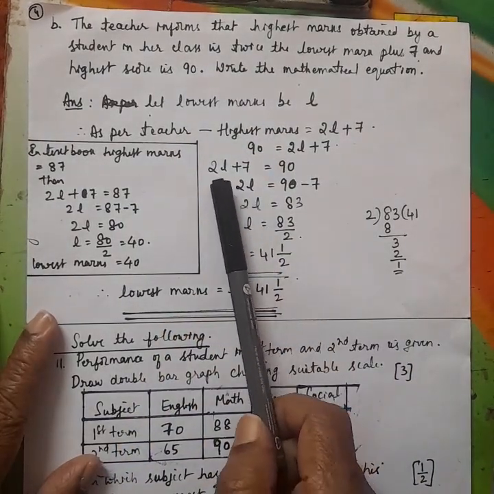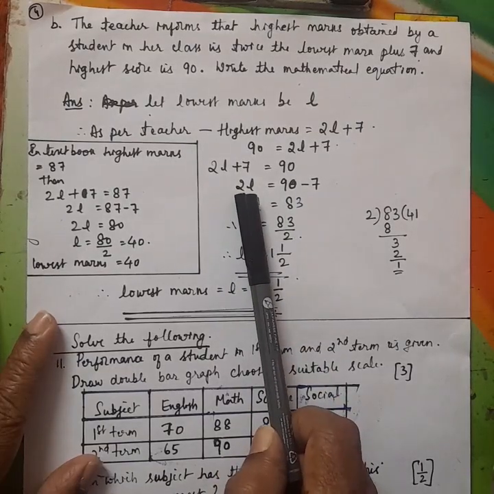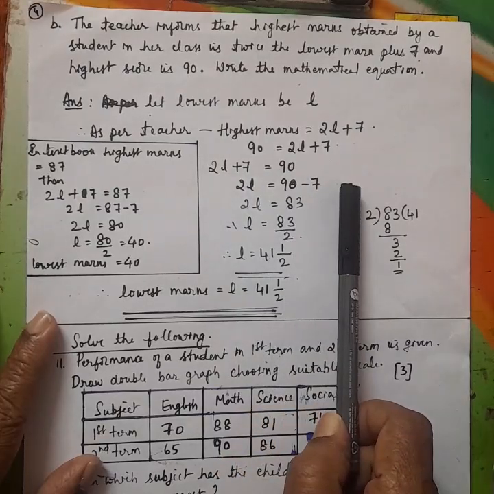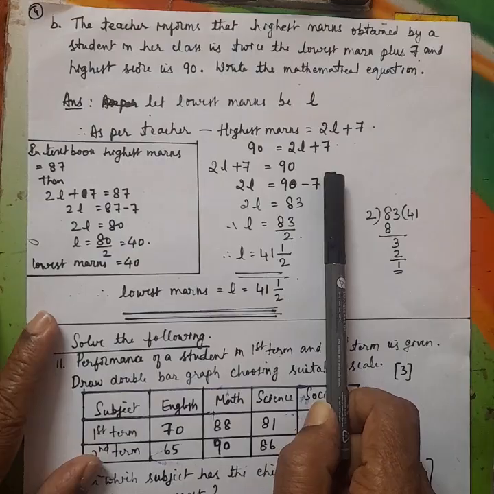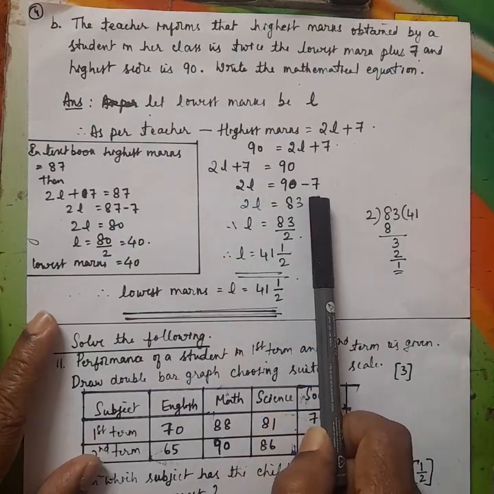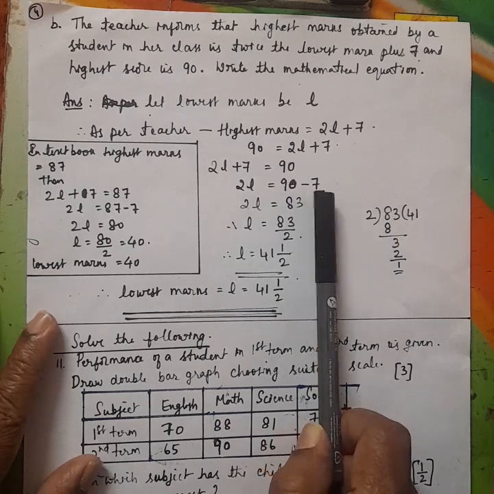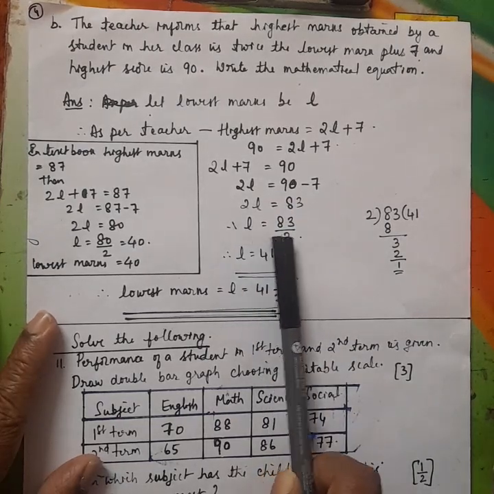So when you solve this equation, 2L is on this side and 90 on the other side. When 7 comes to the right hand side, plus 7 becomes minus 7. So 2L is equal to 90 minus 7, which is 83. Therefore, 2L is equal to 83.